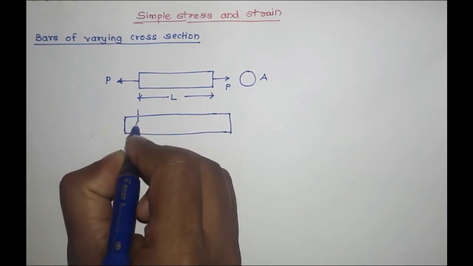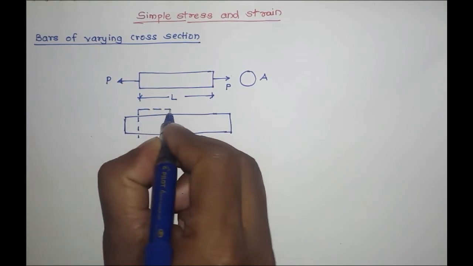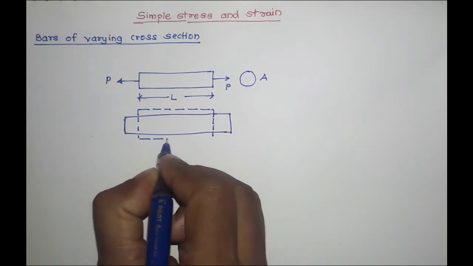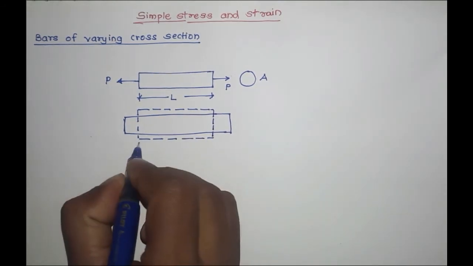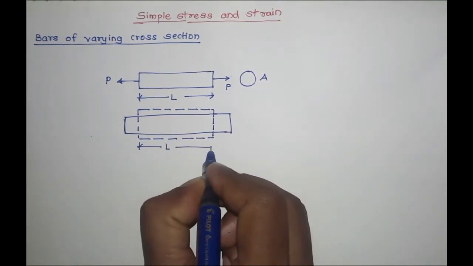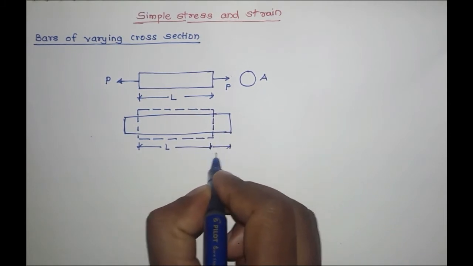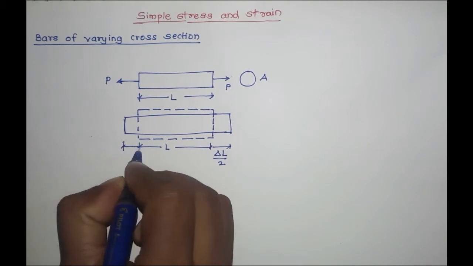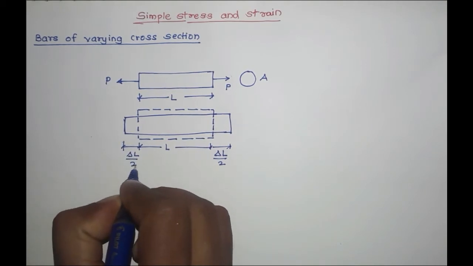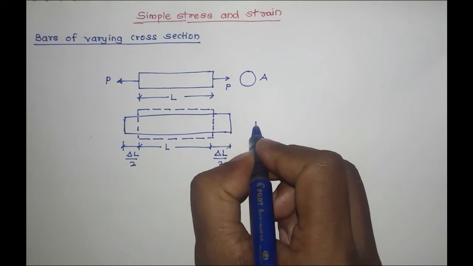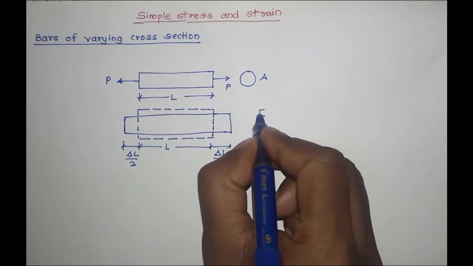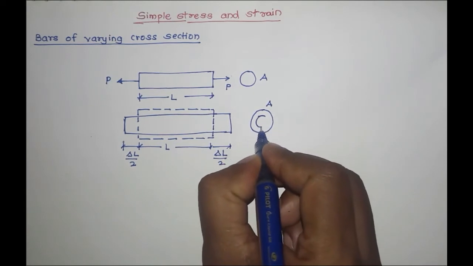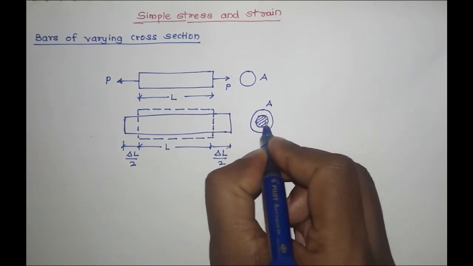So initially the size we will assume as A. So this was L, and now the length has increased from L to delta L by 2 on this side and delta L by 2 on this side, and the area which was initially A has now decreased to A dash.